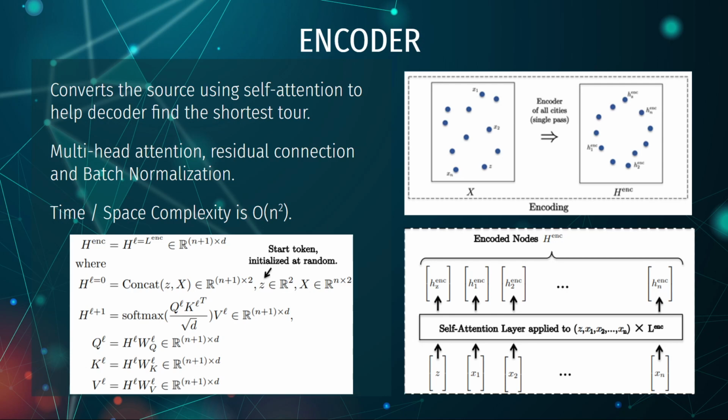Looking at the maths involved here, we start with H at l equals 0, which is simply a concatenation of the dummy node Z picked at random, followed by the source of points. Then, at each layer of the L layers of the encoder, we update and calculate H_{l+1} to be softmax of Q_l multiplied by transpose of K_l over the square root of d, multiplied by V_l. And each of those intermediate terms can be calculated as the formula seen in the last three lines utilizing H_l as an input. This process stops after a pass through all layers of the encoder and the output is H encoder.